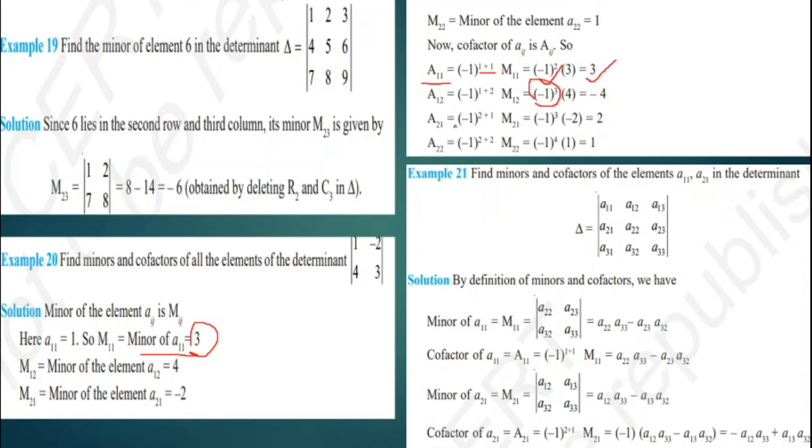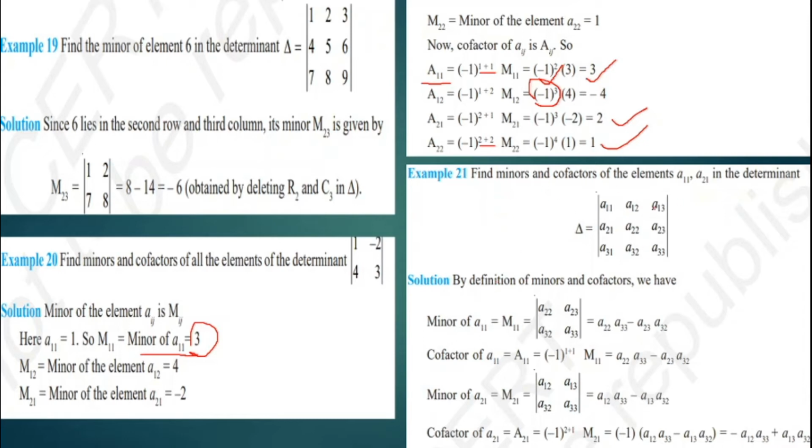Next, A21, minus 1 to the power 2 plus 1. Remember, i plus j. I is 2 and j is 1. M21 is negative 2, and minus 1 cubed is negative, so negative negative became positive, equal to 2. A22 equals minus 1 to the power 2 plus 2 into M22. So 2 plus 2 is 4, even, so we get positive 1. So positive 1 into 1, we get 1. So here we found the minor as well as the cofactor of all the elements of the determinant.